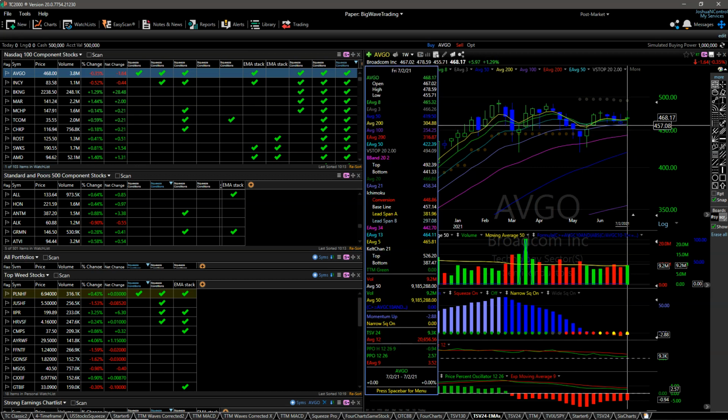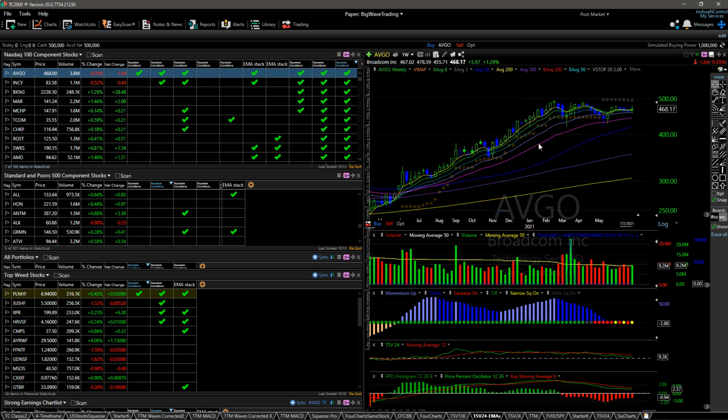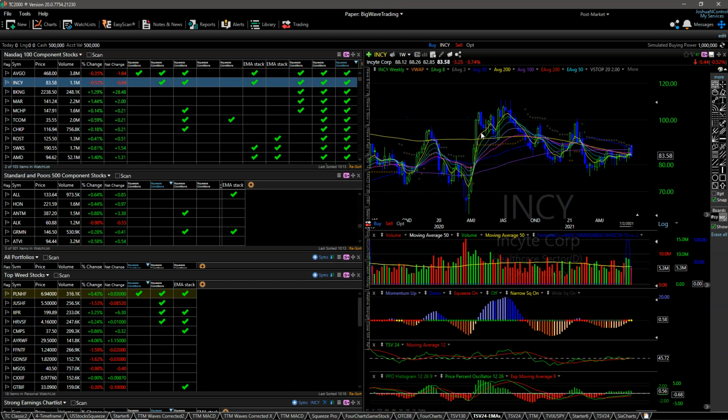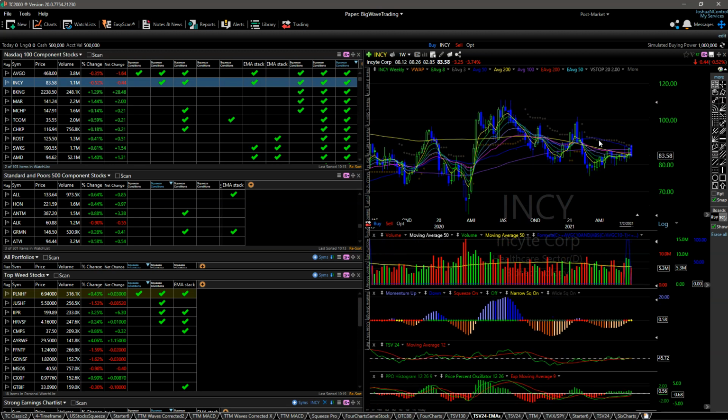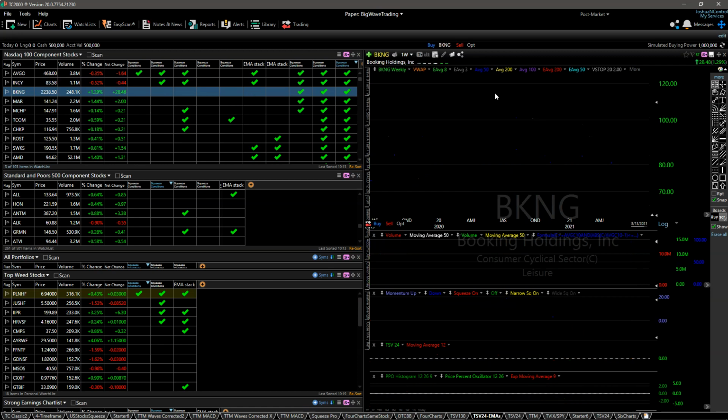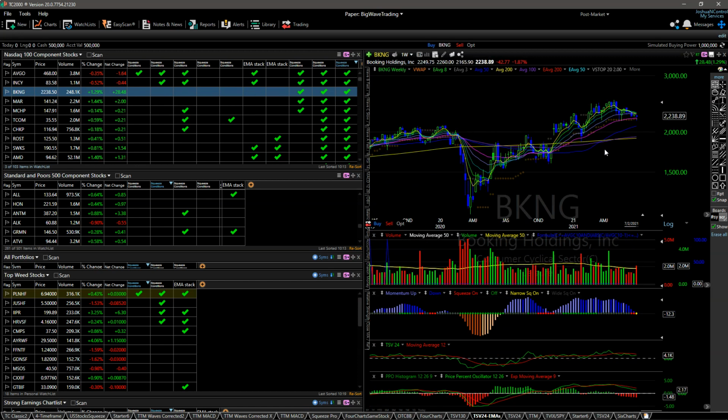So that's really good. You could always get long here, but I believe you'd have to risk to here. If you risk only to here, that's fine, but the chance of you getting chopped out in a market like this is high. But I like AVGO. It's got a squeeze on all 3 levels. INCY, not so much, even though it is squeezing on all levels in EMA stack. But watch this one. Let's see what happens with INCY. Booking, it's good, but not quite yet. And there's no EMA stack, no big deal.